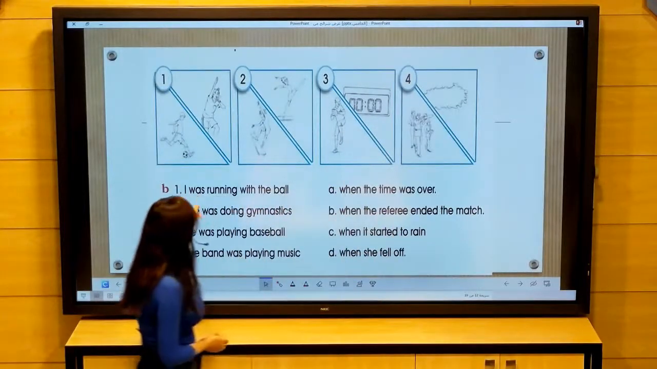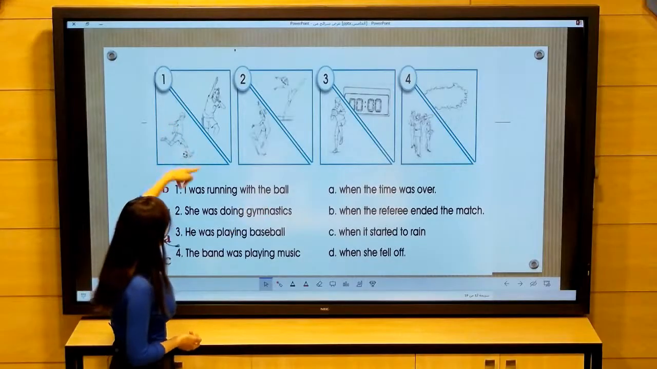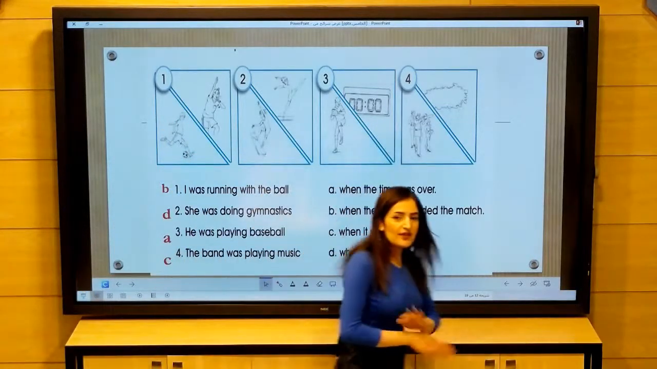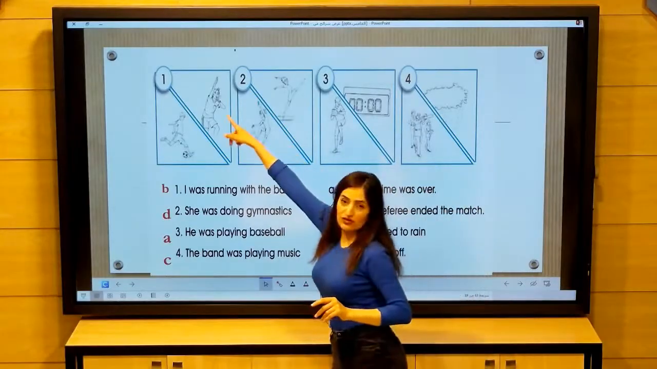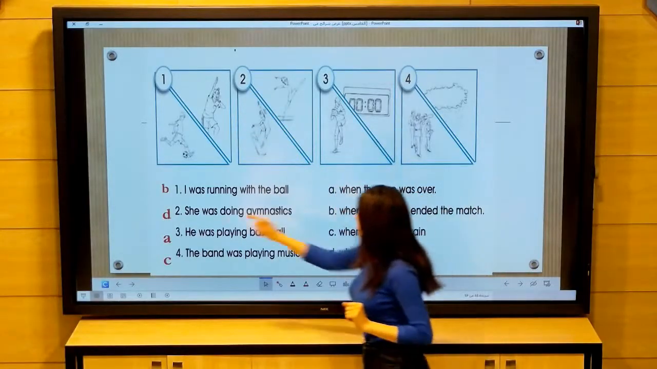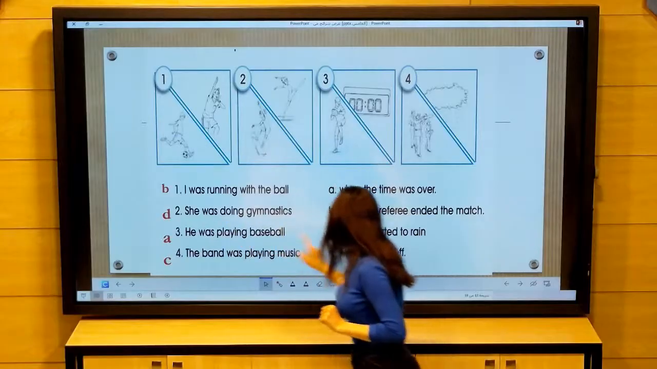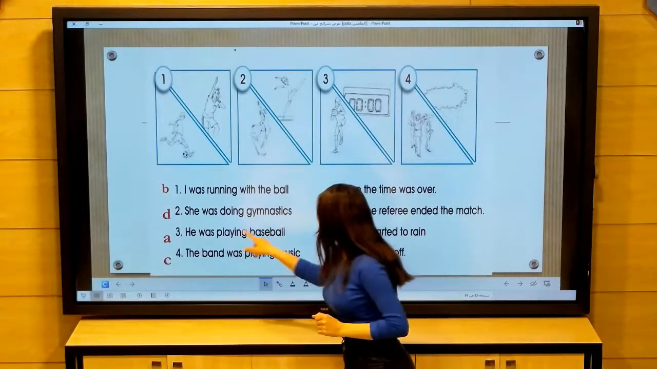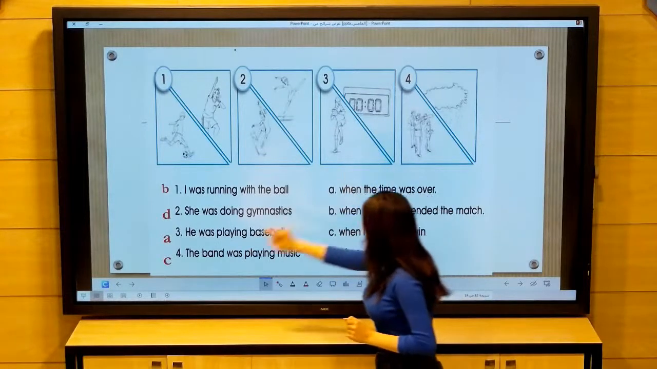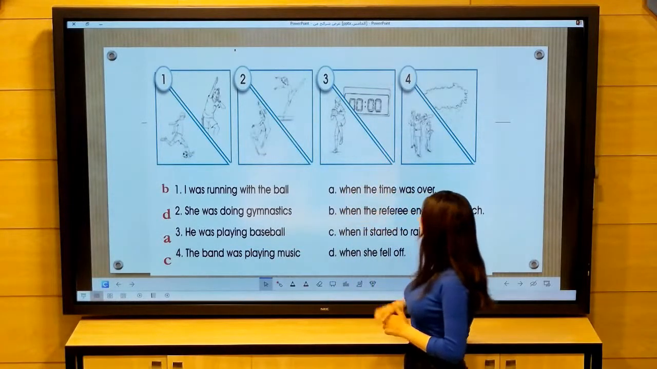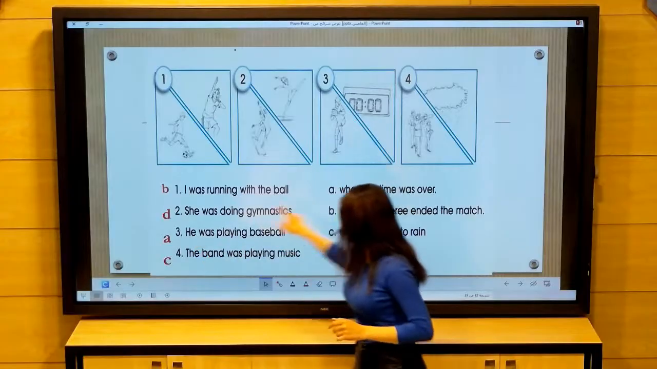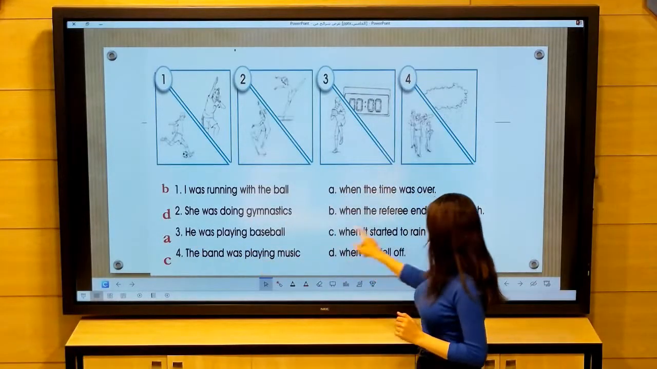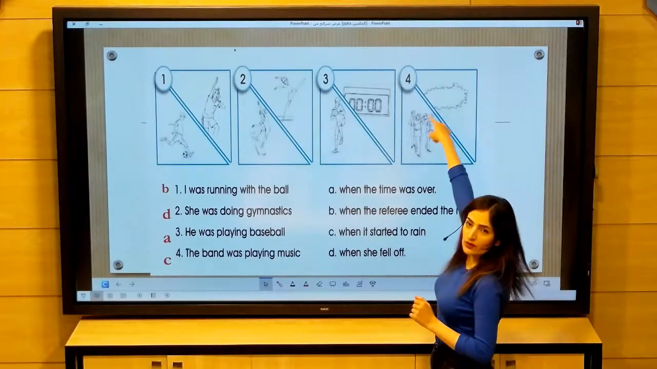Look here, I was running with a ball, B, when the referee ended the match. Look at the referee ended the match. Number 2, she was doing gymnastics, D, when she fell off. He was playing baseball when the time was over, A. Number 3, letter A. Finally, the band was playing music, C, when it started to rain. Look at the rain.